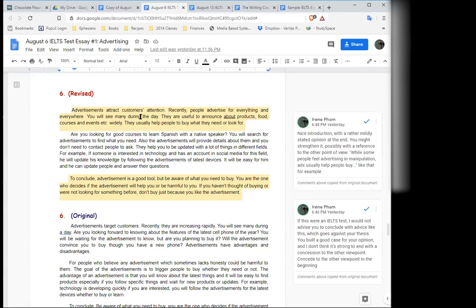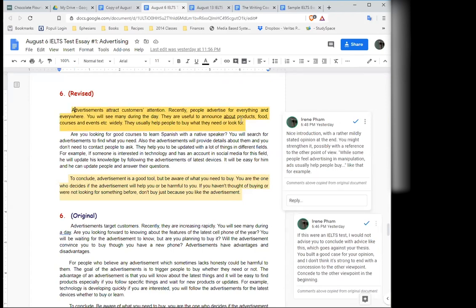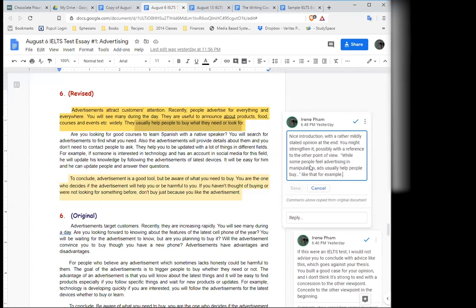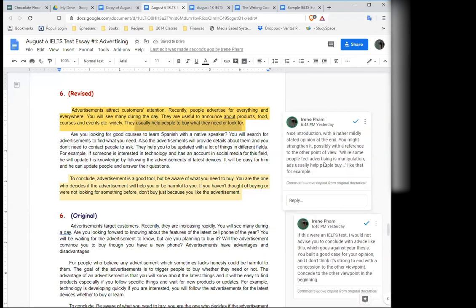This is a nice introduction, although the opinion is stated kind of mildly at the end of it. "They usually help people to buy what they need or look for." You might have been a little bit stronger. "While some people feel advertising is manipulation," wait a minute, let me fix this. "While some people may feel advertising is manipulation, ads usually help people buy." That would be a way to show the opinion that you have. I think I mentioned that technique earlier, okay?